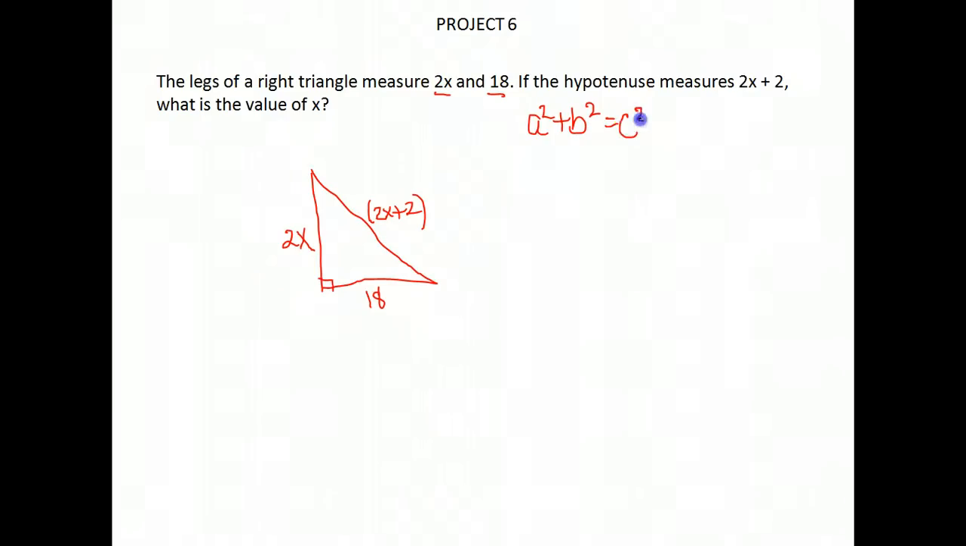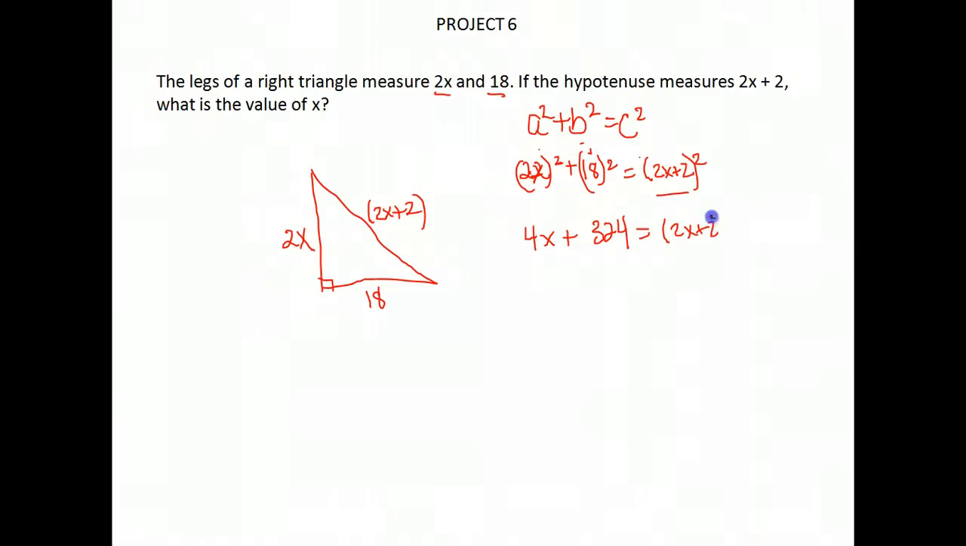A squared plus b squared equals c squared, or leg squared plus leg squared equals hypotenuse squared. My legs are 2x and 18. My hypotenuse is 2x plus 2. If I square these, 2 squared is 4, and x squared is just x squared. 18 squared is 324. And again over here I need to remind myself of what 2x plus 2 squared means.